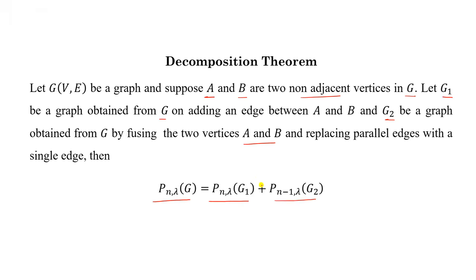Now, how is this theorem useful to find the chromatic polynomial of a given graph? We can decompose a graph into two graphs G1 and G2. If G1 and G2 are complete graphs, then we know the chromatic polynomial of complete graphs. But if one of the two graphs is not a complete graph, then again we can decompose the graph into two graphs, and we have to repeat this process until we get complete graphs, because we know the chromatic polynomial of a complete graph.